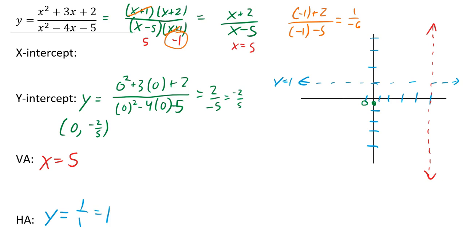I still have the x-intercept left. The x-intercept comes from the zeros of the numerator after I simplify. x plus 2 is only equal to 0 when x is negative 2. My x-intercept is going to be negative 2 for x, comma 0 for y. That's on the x-axis, so I go to negative 2 on the x-axis and draw my x-intercept.